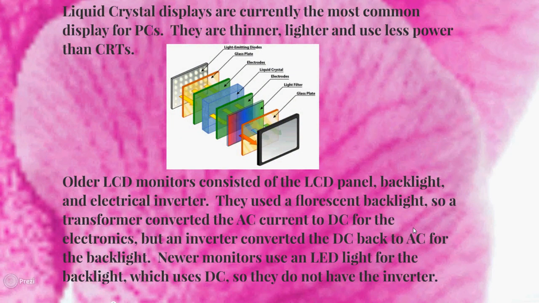Liquid crystal displays, or LCDs, are currently the most common display for PCs. They are thinner, lighter, and use less power than CRTs. The older LCD monitors consisted of the LCD panel, backlight, and an electrical inverter. Since they used a fluorescent backlight, a transformer had to be in it to convert the AC current to DC for the electronics, but an inverter converted the DC back to AC for the fluorescent backlight. Newer monitors actually use LED lights for the backlight, which then uses direct current, so they do not have to have a second inverter.